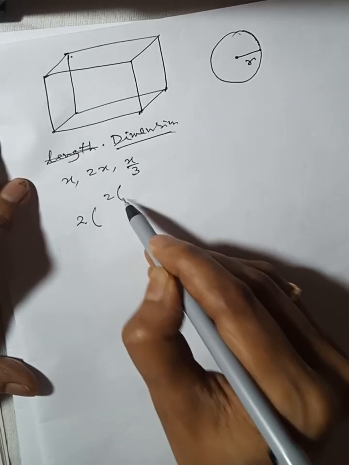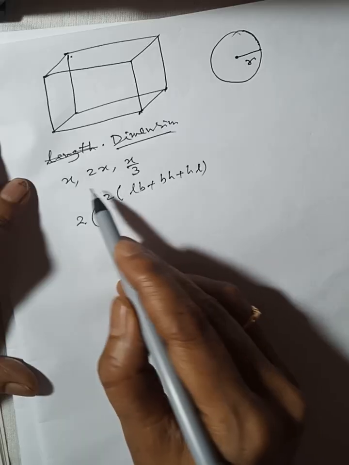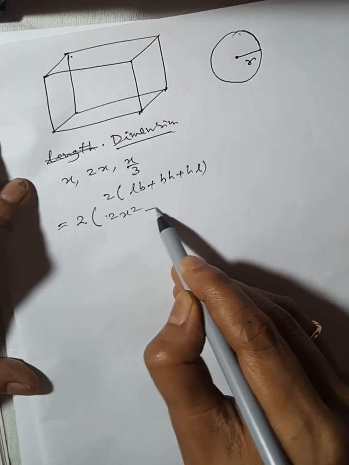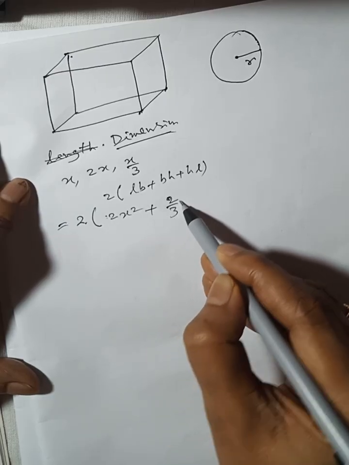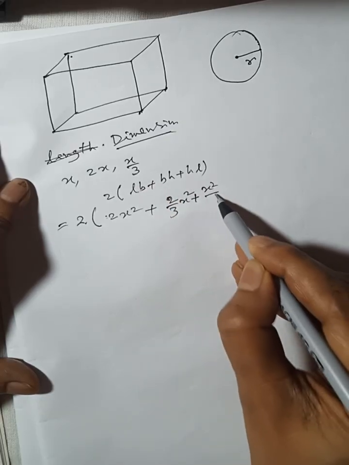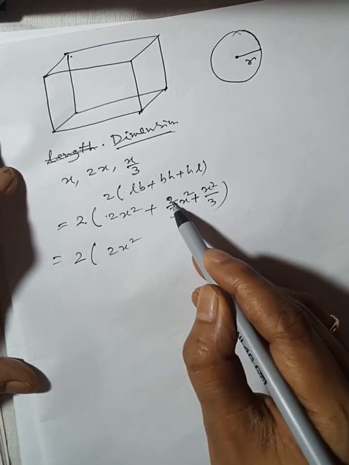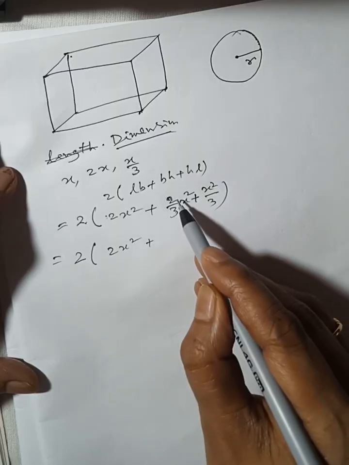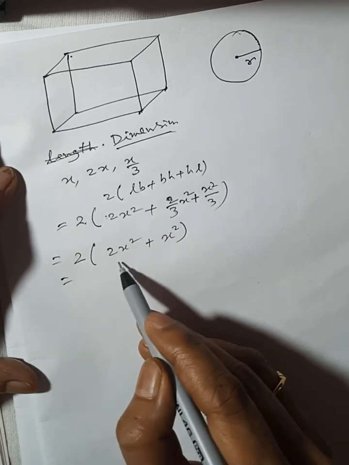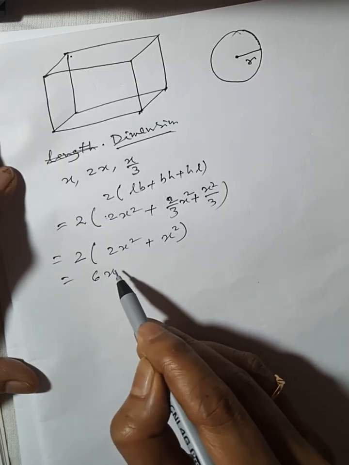2(LB plus BH plus HL). So here, 2x square plus 2 by 3x square plus x square by 3. This will be 2x square, and 2 by 3 plus 1 by 3 means 3 by 3, which means x square. So this will be 6x square.